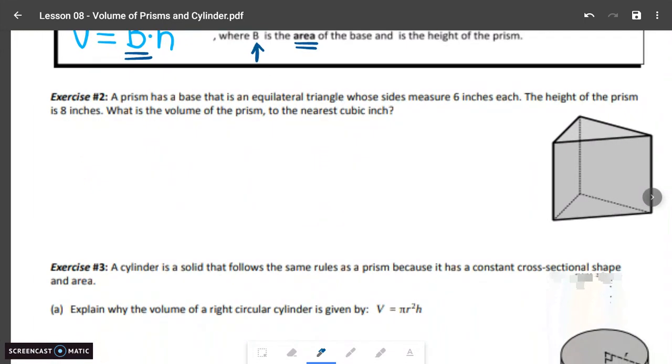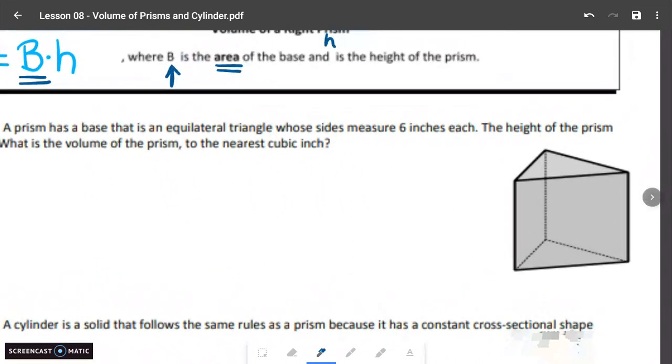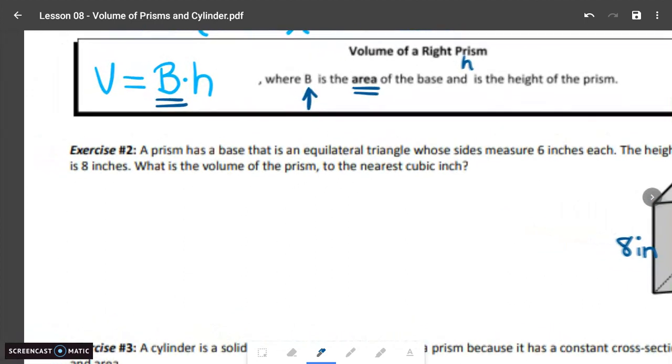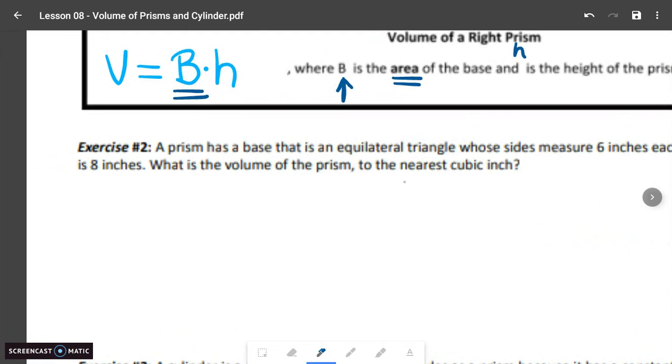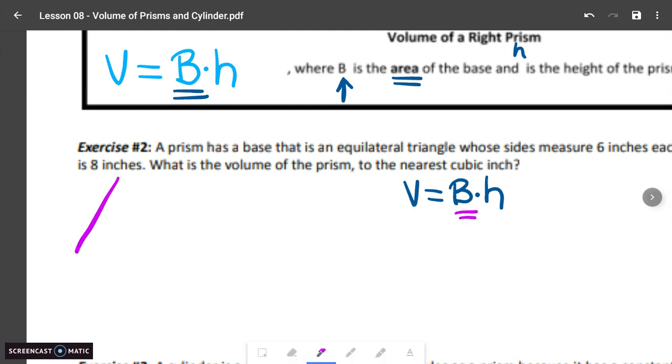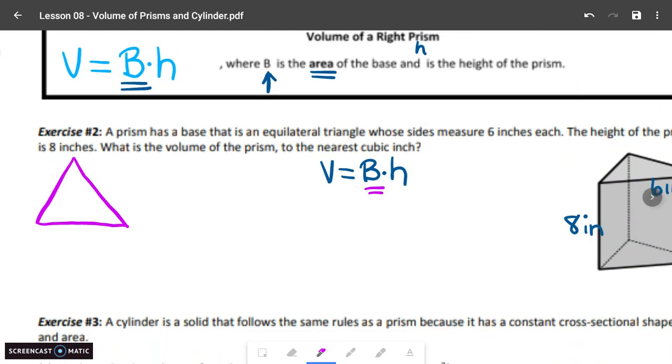So in exercise 2, we have a prism that has a base that is an equilateral triangle whose sides measure 6 inches each. The height of the prism is 8 inches. So I'm going to fill that in here. What is the volume of the prism to the nearest cubic inch? So this is a prism. So our volume is going to equal capital B times H. Now, remember, this capital B is something we have to worry about. So we have to find the area of this base.